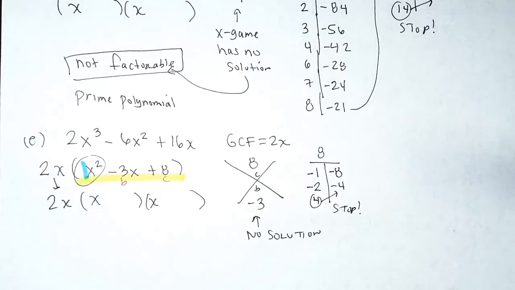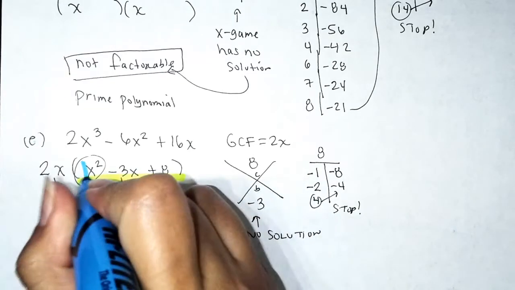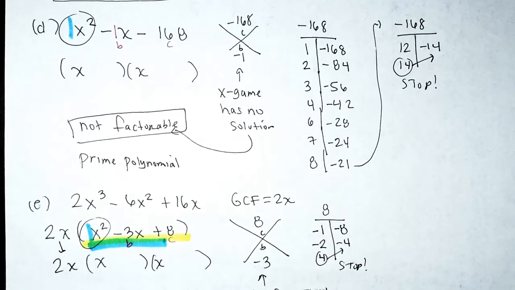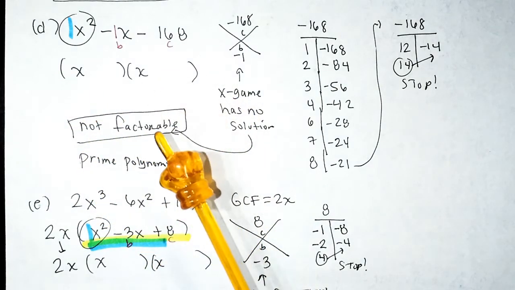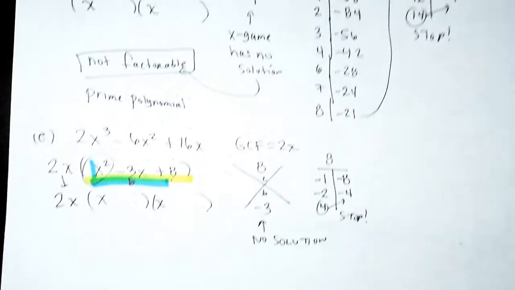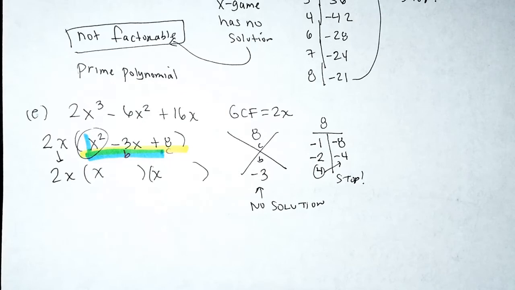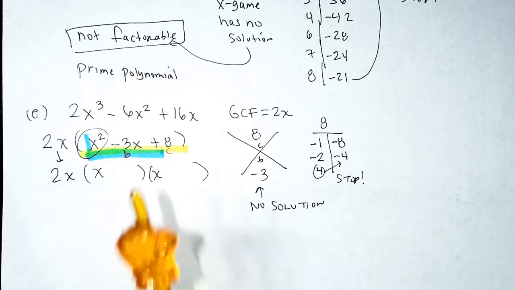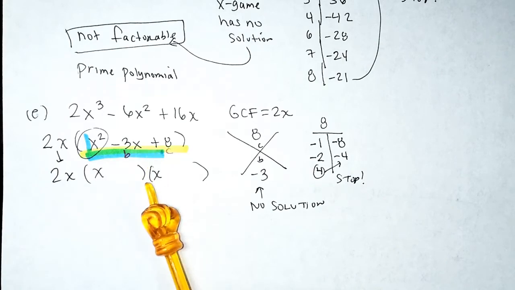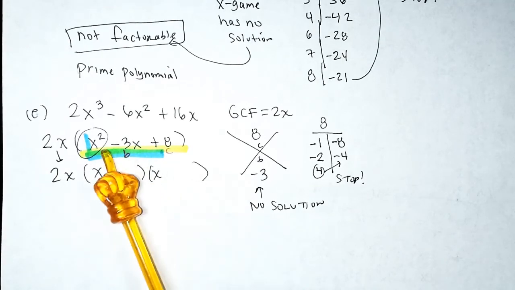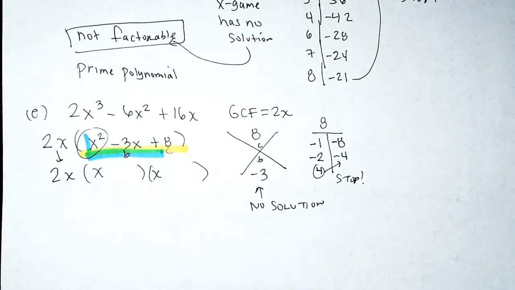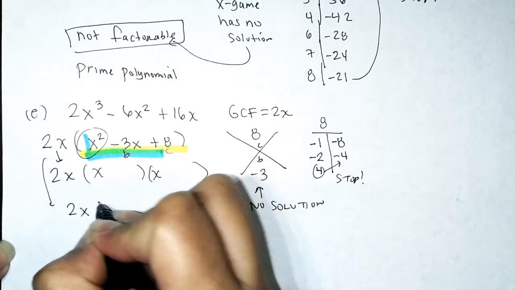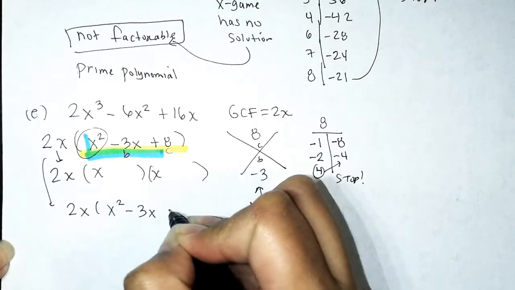Okay, but I want to point out the difference between problem E and problem D. In problem D, we were not able to write it as any kind of multiplication problem. So this is why we said that the trinomial was not factorable. Problem E, were we able to factor it? Were we able to write it as a multiplication problem? Yeah, 2x times this. We weren't able to break it down more like we expected, but the question is, were we able to write any kind of multiplication problem? And the answer is yes. So please do not write not factorable. So I'm just going to write down the answer: 2x times x squared minus 3x plus 8.